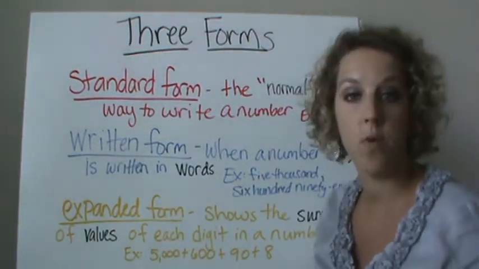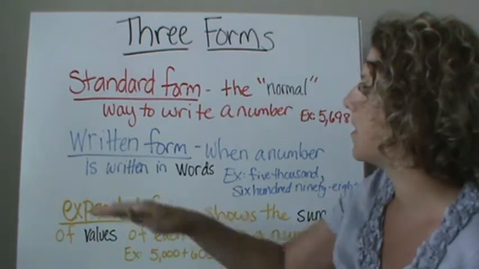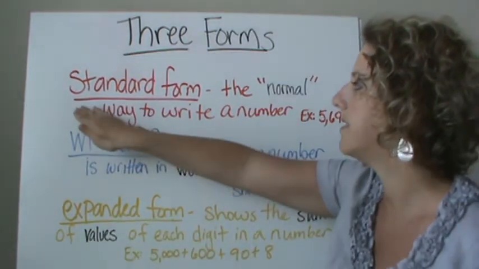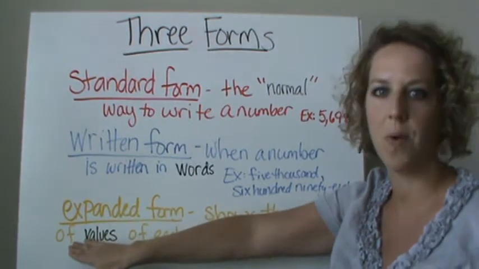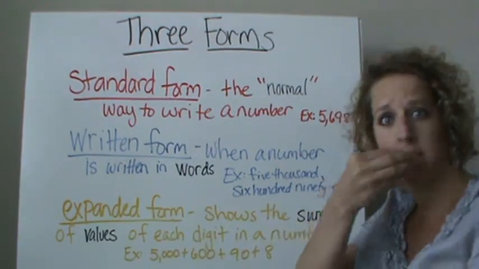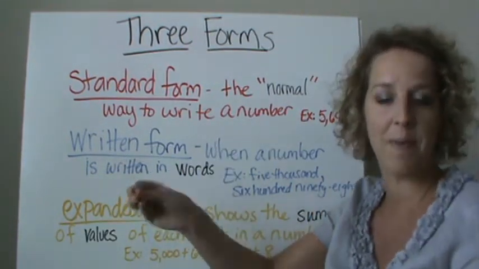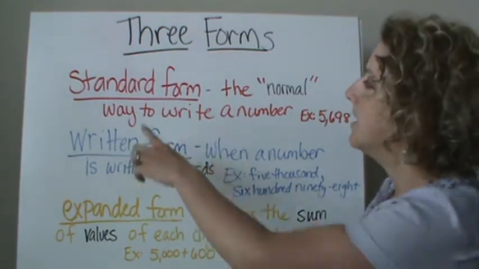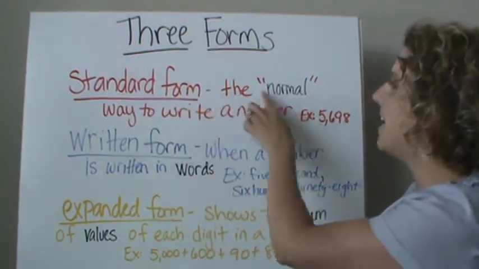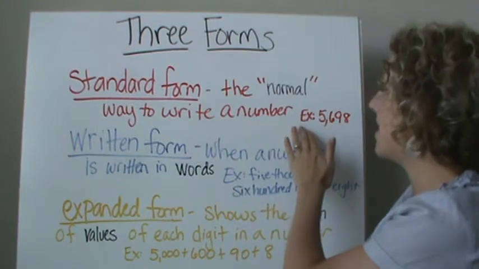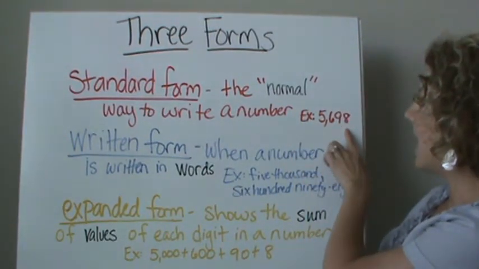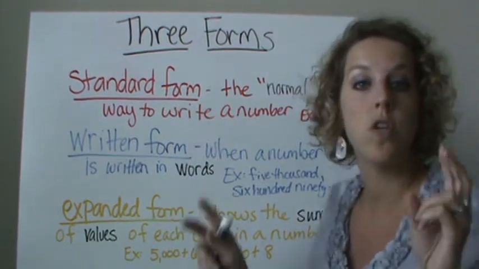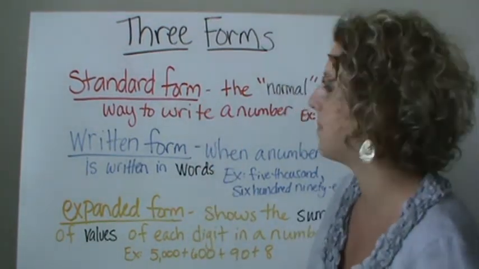There are 3 forms for a number that we're going to learn about today. The standard form, written form, and the expanded form. And for this one I like to say expanded form. And you'll see why in a minute. So the standard form is kind of the normal way to write a number. So for example, 5,698. It's just the normal way to write a number.